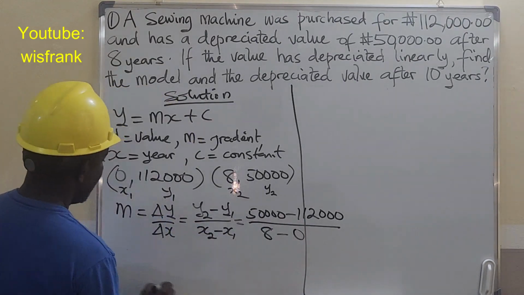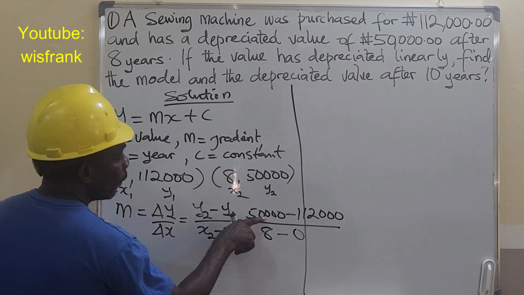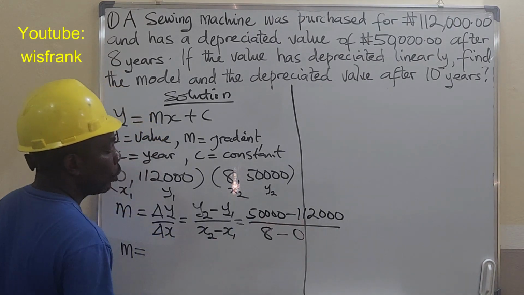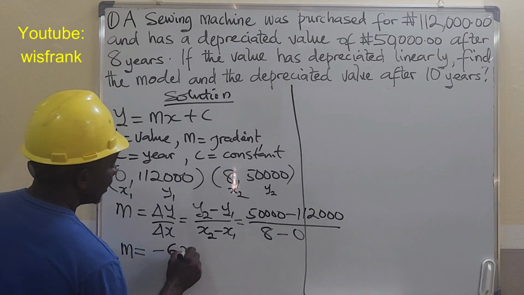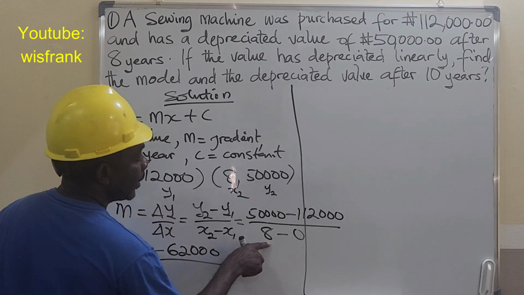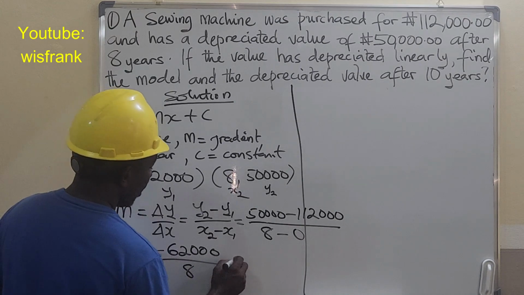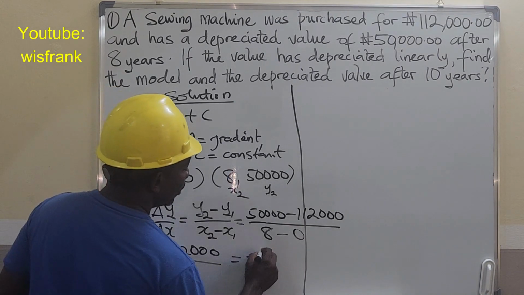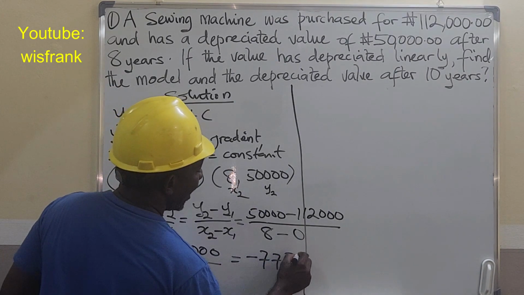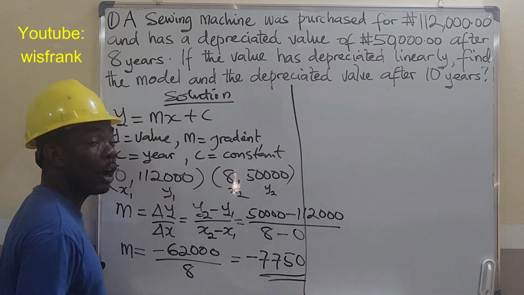So in this case, our m equals 50 minus 112, which gives minus 62,000, all over 8 minus 0, which is 8. So when we divide this, we have our m equals minus 7,750. So this is the value of our gradient.